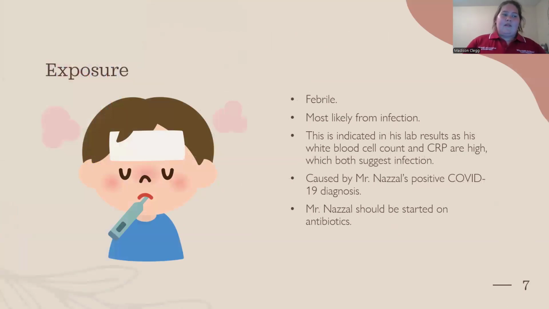And finally, Mr. Nazal is presenting as febrile, which could possibly be from an infection, which is evident in the lab results, which show Mr. Nazal to have an elevated white blood cell count as well as high CRP, which both suggest infection. It is likely that it has been caused by his positive COVID-19 diagnosis. So due to these findings and vital signs, Mr. Nazal should be started on antibiotics to address the infection and assess and reassess with further testing later on.